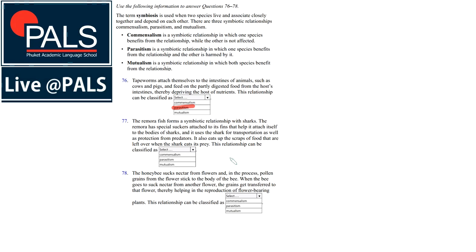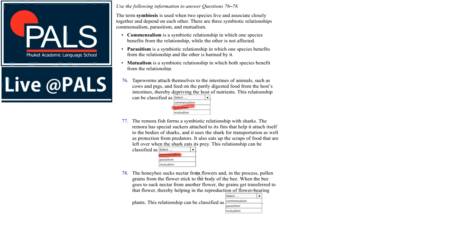The shark itself is, but we don't get any information how the shark is affected, so we can assume that the shark does not have any effect from the remora sticking on its side and attaching to it. So the shark has no effect of this relationship, therefore it should be commensalism.